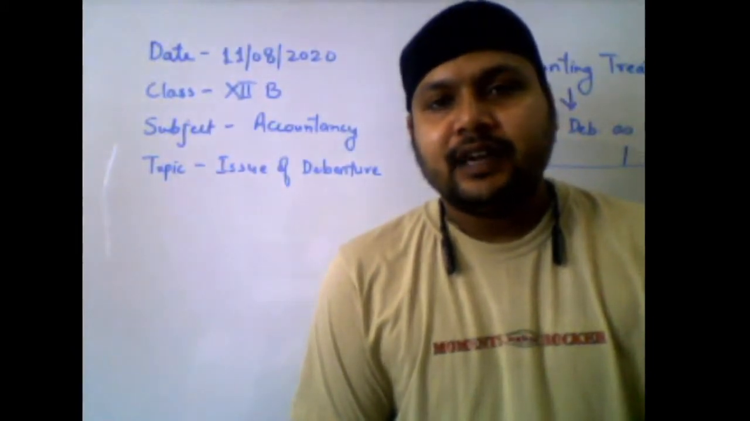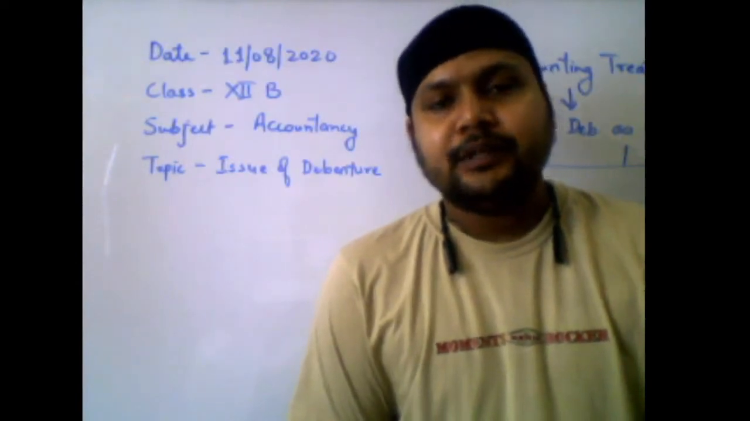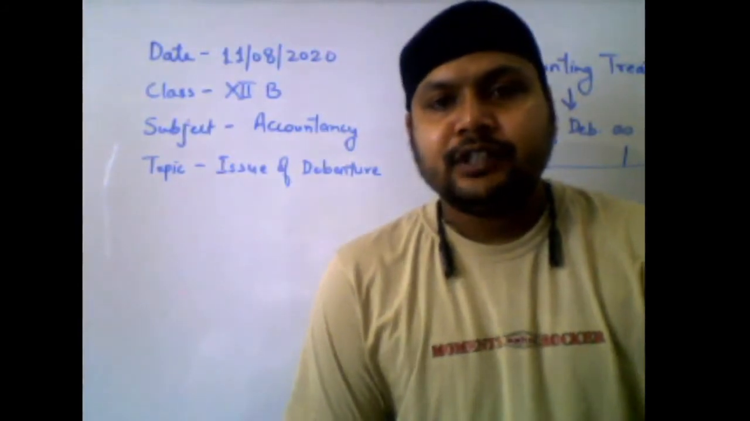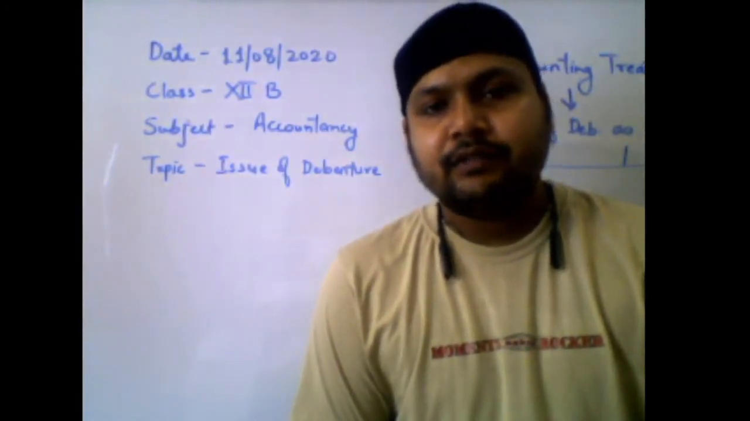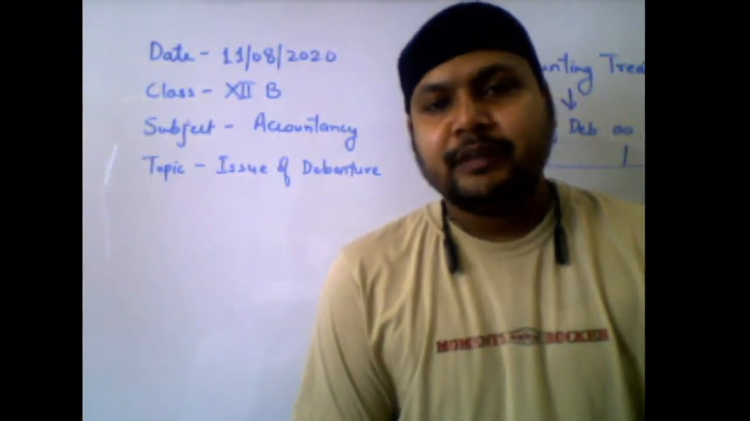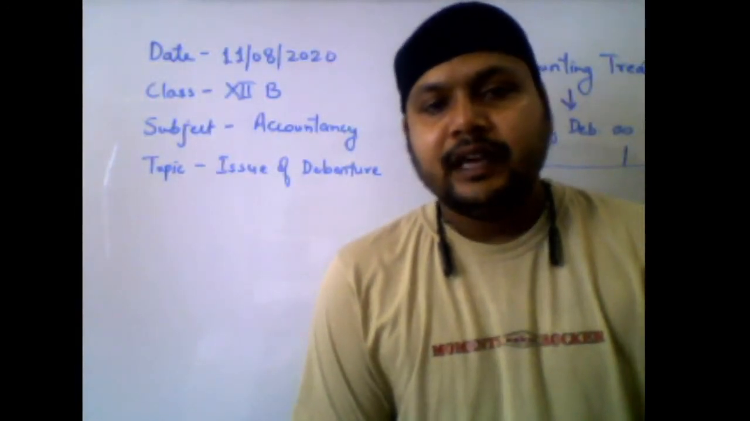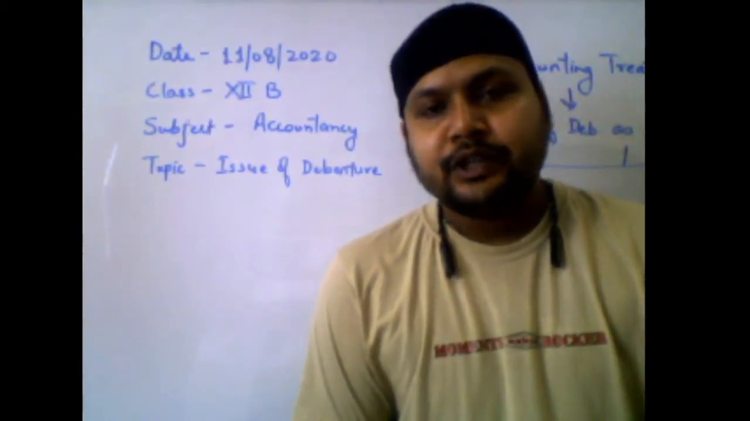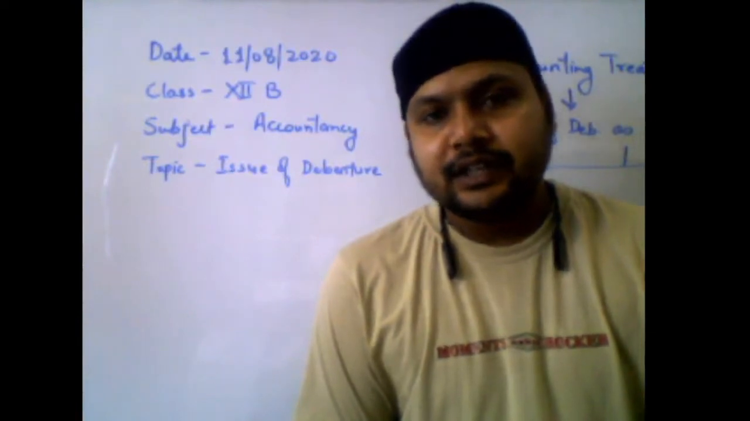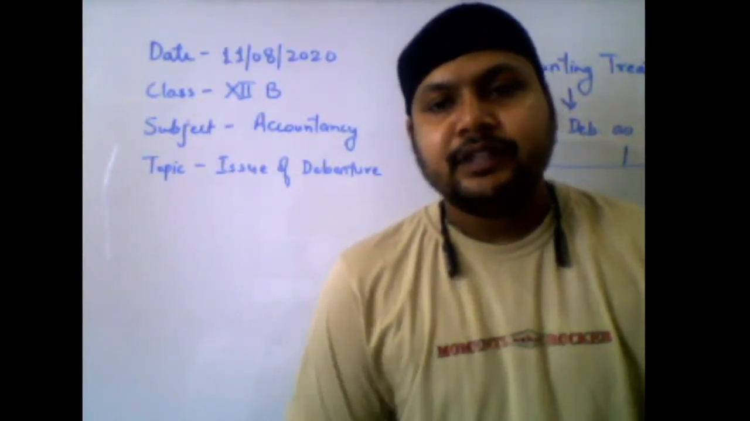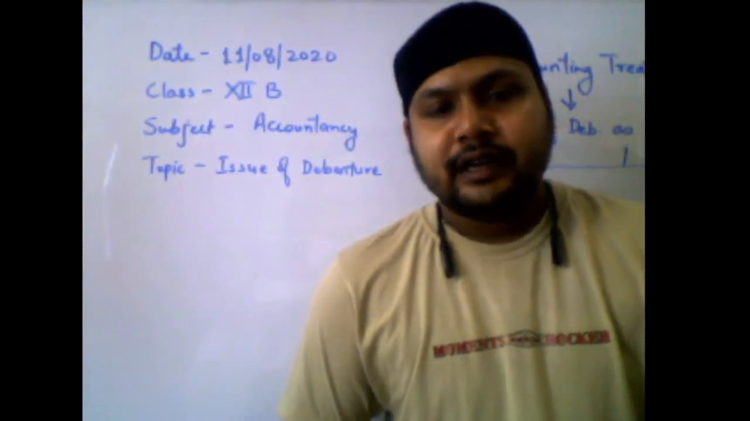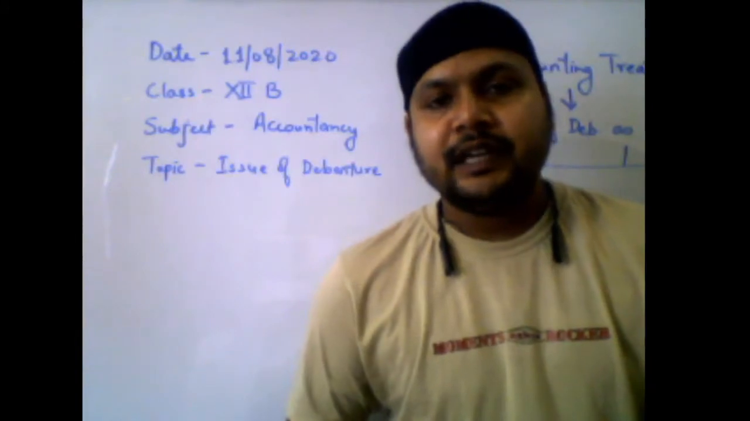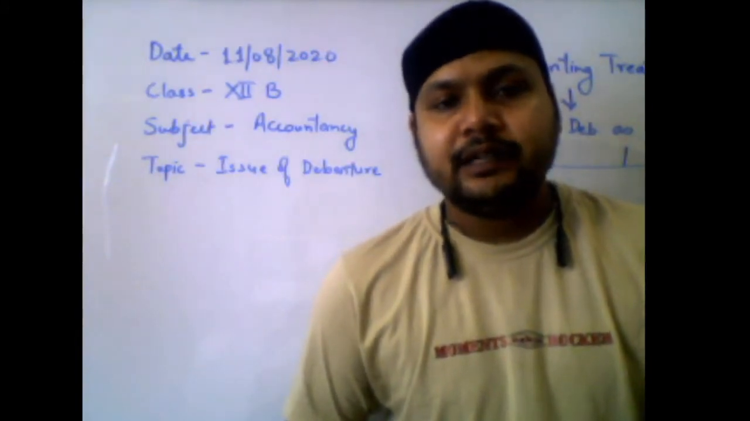And you know very well, in the last three videos we discussed a new chapter, chapter number 8, issue of debenture. In this chapter, firstly we discussed the issue of debenture for cash, which includes the issue of debenture at par, premium and discount. Thereafter we discussed the issue of debenture for consideration other than cash, where the company issues its debenture for the purchase of assets or the purchase of a business, and in this situation the company can issue this debenture at par, premium or at discount.